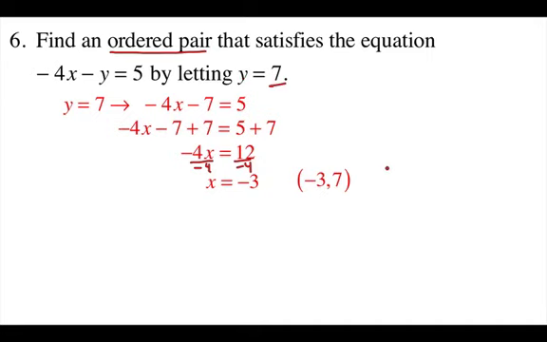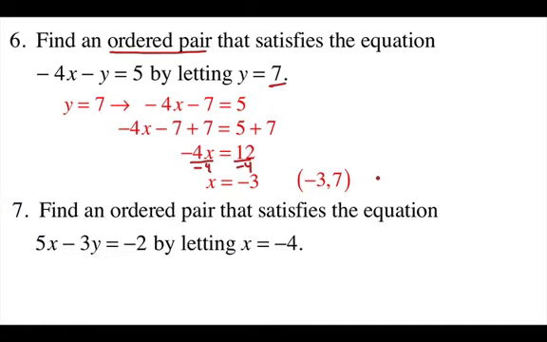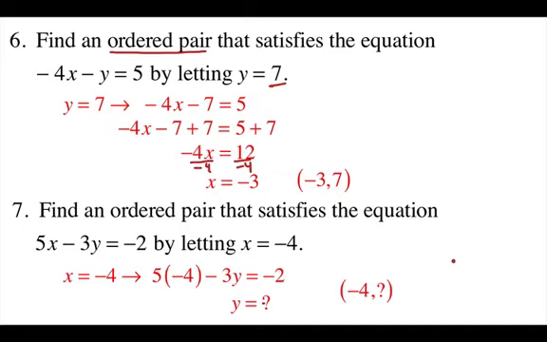Here's number 7. Same directions as number 6. Now instead of working with y, I'm going to be substituting x into my equation here. So then I have the following: 5 times -4 minus 3y equals -2. I am going to have you figure this one out, and we can go over the answer in class. Let's go to the next slide.